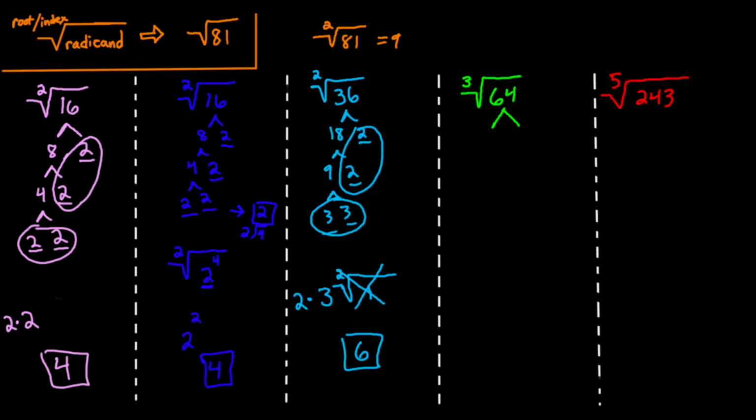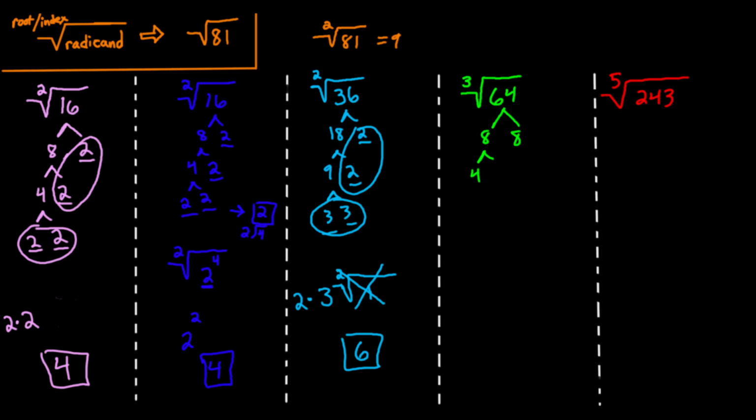What times what gives you 64? We can do 8 times 8. Now, if this was a square root, you would have been able to just circle two 8s and bring out one. So the square root of 64 is 8, and we would have been done right there. As soon as you get two of the same number, we would have been done. But we need three of the same number, so we're not quite out of the water yet.